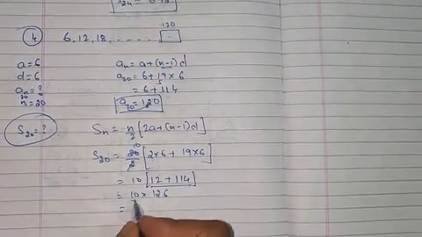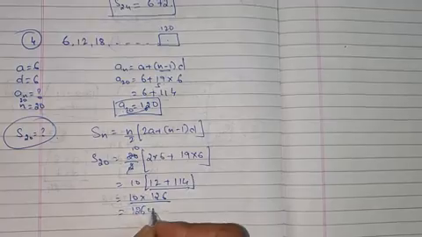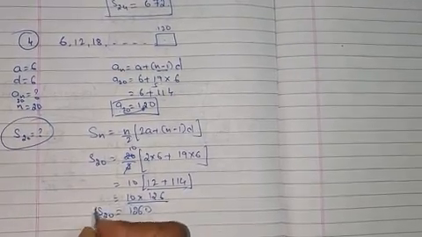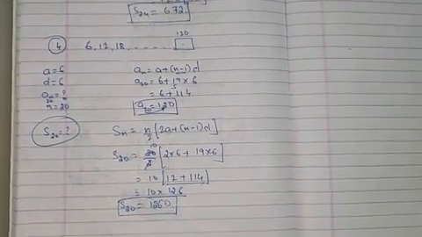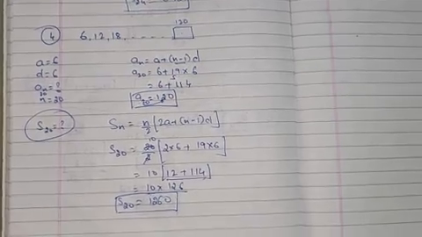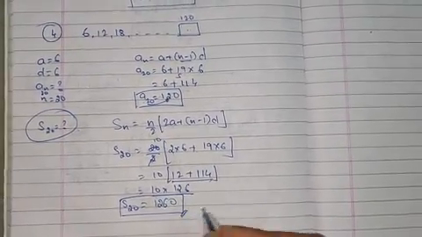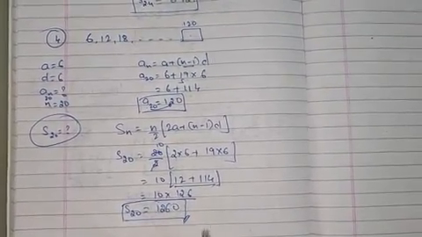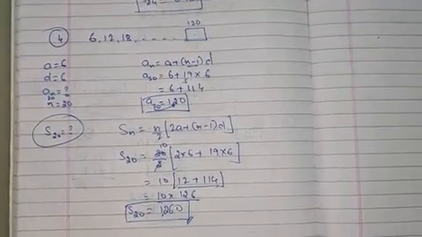So when we multiply 10 into 126, we get 1260. So the sum of 20 terms which are divisible by 6, or which are multiples of 6, is 1260.